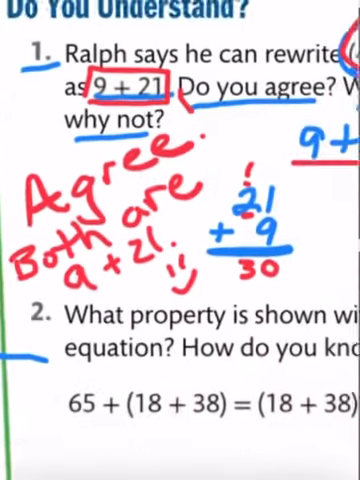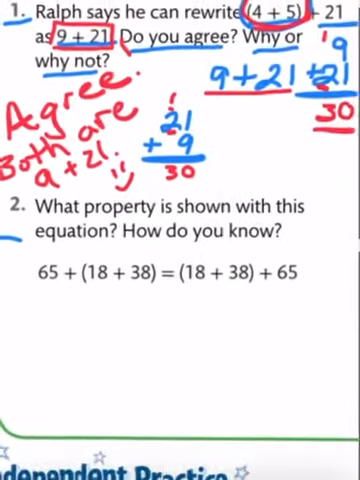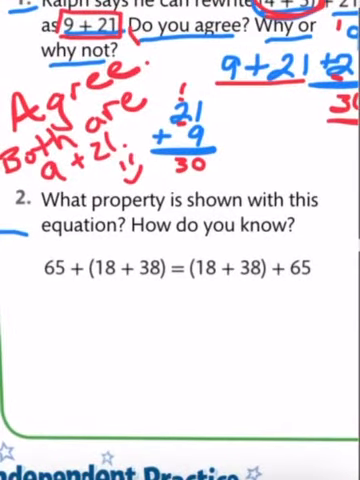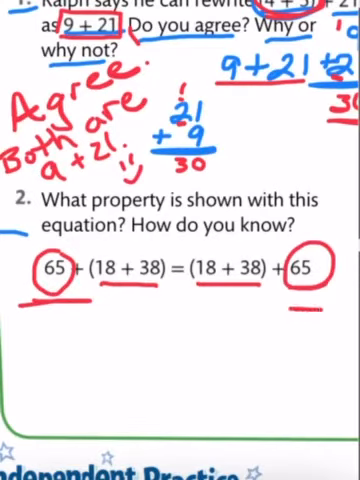There we go. Okay, let's look at number 2. What property is shown with this equation? How do you know? Now, we can look back in our book. We don't have to just memorize everything. So what I see here is they have 18 and 38 grouped here. Also, 18 and 38 are grouped here. So they didn't change any groupings. What they did do was move 65 from the beginning on this problem to the end on this problem. So they have changed the order.